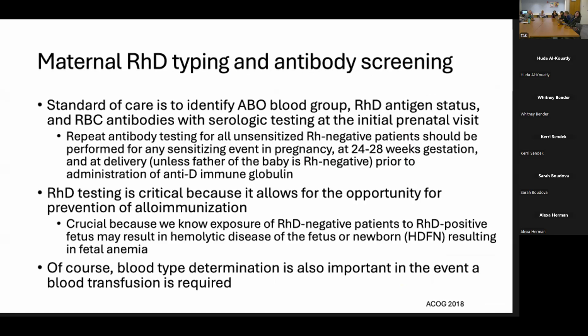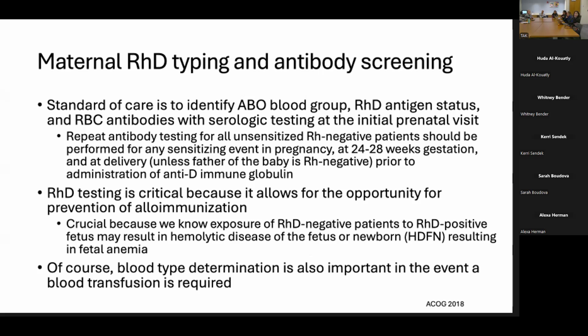Maternal RhD typing and antibody screening. So obviously standard of care is to identify the ABO blood group and RhD antigen status, like Dr. Alcalay said, our plus or negative, and red blood cell antibodies with serologic testing at the initial prenatal visit, which ideally you're doing in the first trimester.